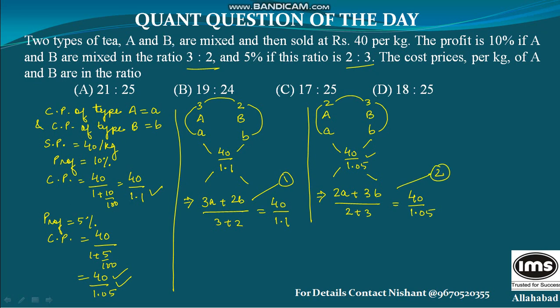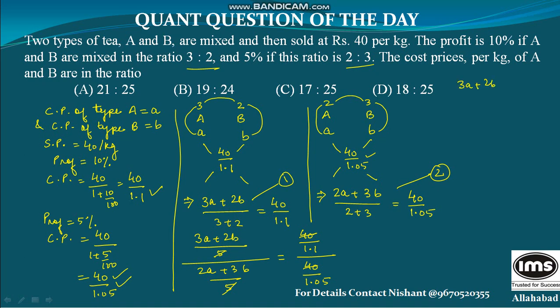Dividing equation 1 by equation 2: 3A plus 2B divided by 5 upon 2A plus 3B divided by 5 is equal to 40 by 1.1 divided by 40 by 1.05. Now we can cancel out certain things. The 5 and 5 cancel, 40 and 40 cancel.